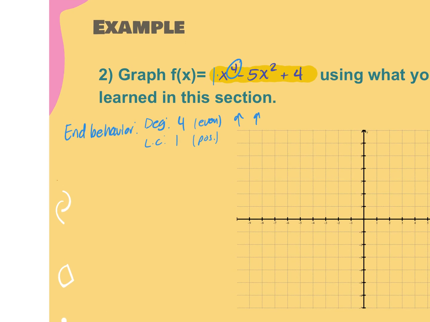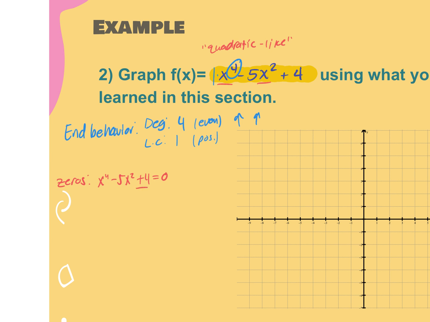All right, and now for our zeros, we want to set our function equal to 0. Our function is x to the 4th minus 5x squared plus 4. Set this equal to 0. I had called these quadratic-like polynomials, meaning you can do whatever you would with a quadratic to these kinds of polynomials. We know it's a quadratic-like polynomial because our middle term has an exponent that is half of the highest exponent. So we can set it up in the same way that we would a quadratic.